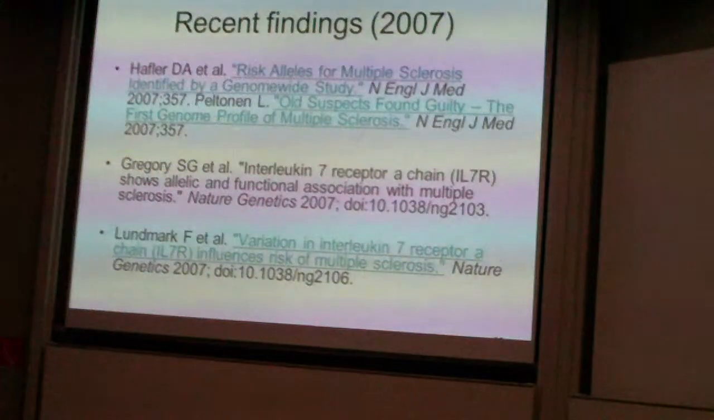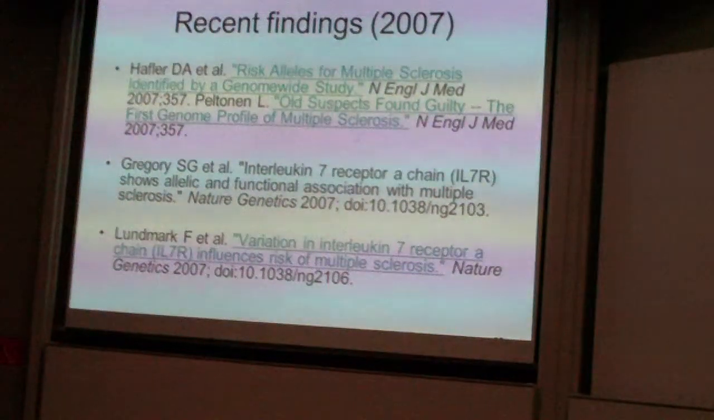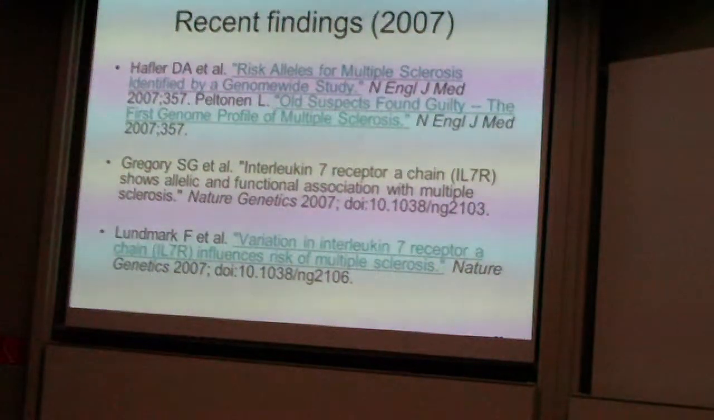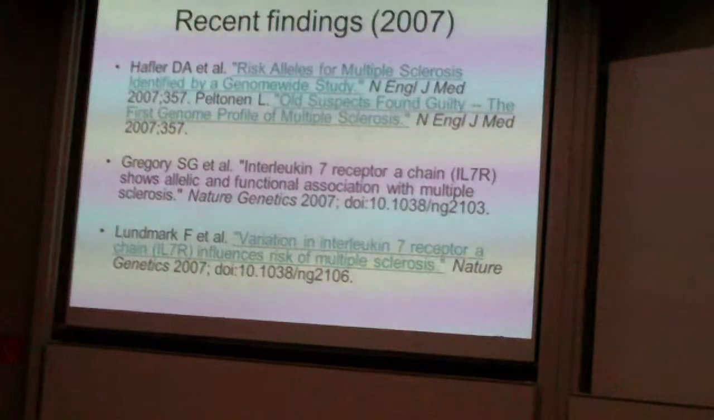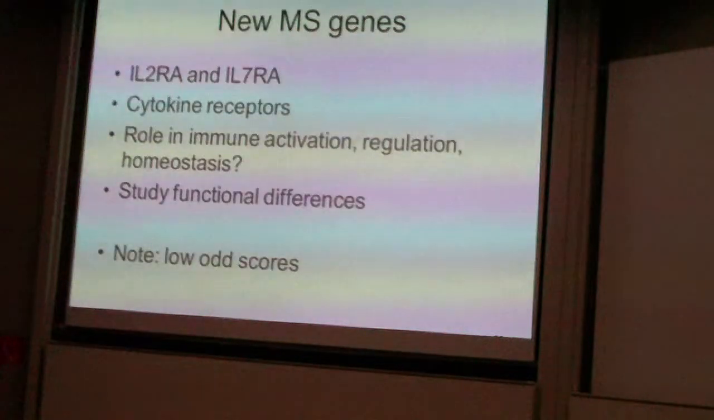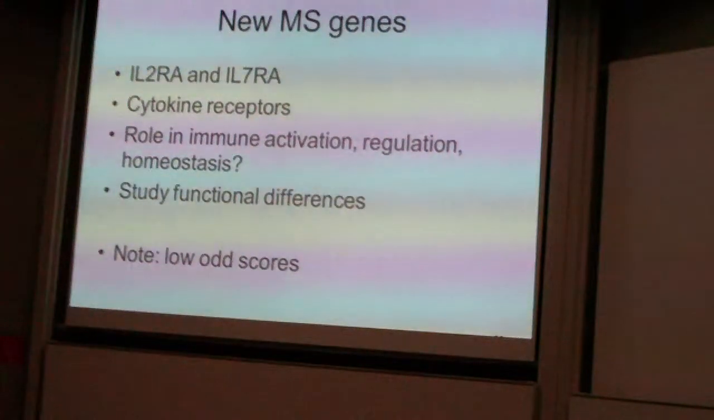And then in 2007, there were some important papers, also published in high-ranked journals, Nature and the New England Journal, showing that they found a new gene for MS. You could also see that in the newspapers at that time: a gene for MS identified. It was the IL-7 receptor. At that time, they also demonstrated that the IL-2 receptor was important.